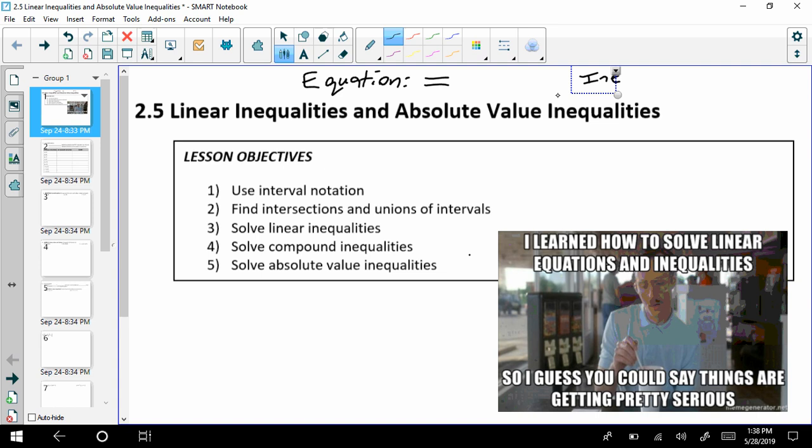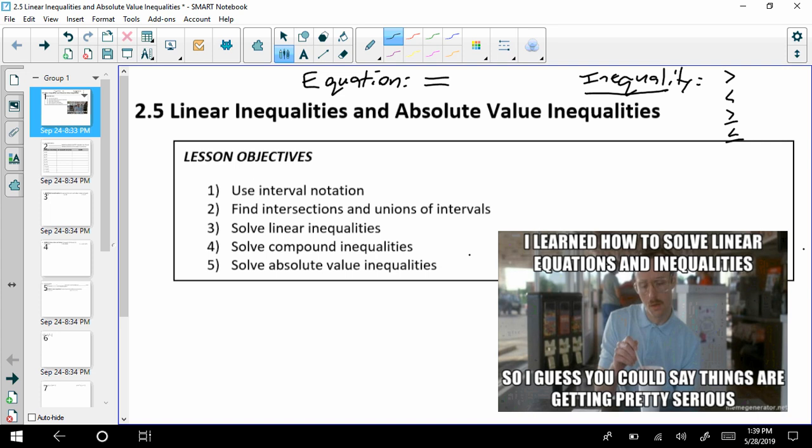An inequality is called an inequality because they are not equal to each other. So you might see the greater than symbol, the less than symbol, greater than or equal to, or less than or equal to. You can think of the word unequal is in the name. So today's objectives are all going to deal with inequalities, whether we're solving them or just getting used to the notation.